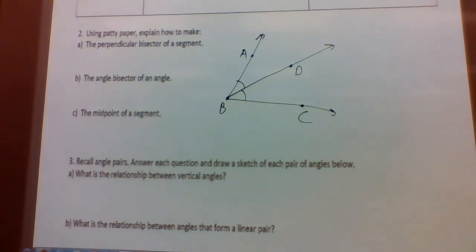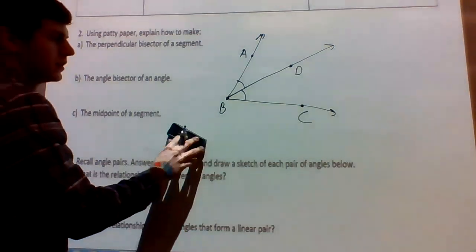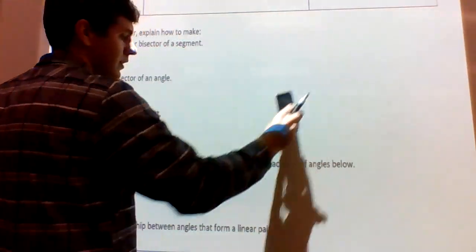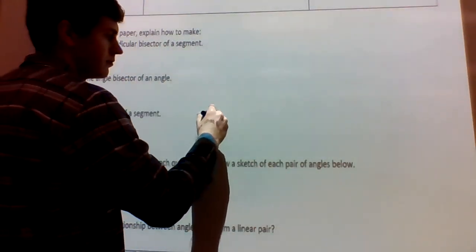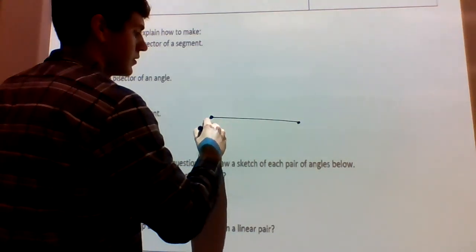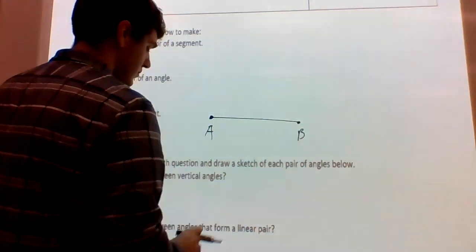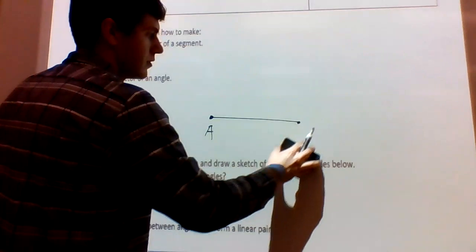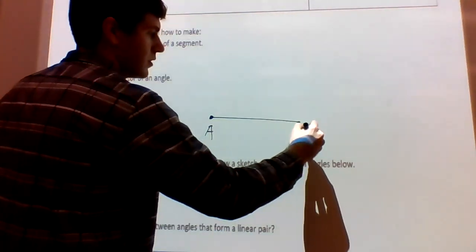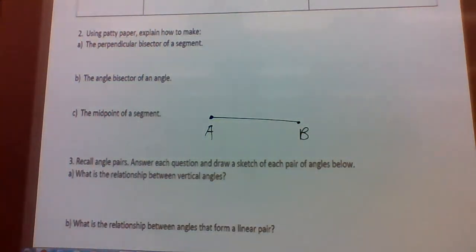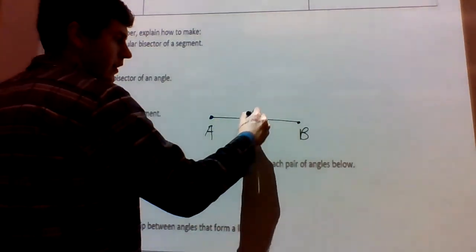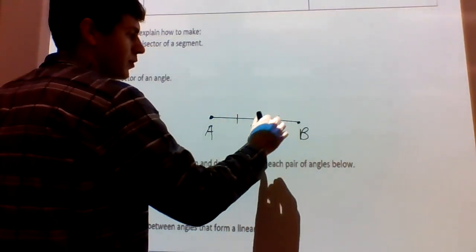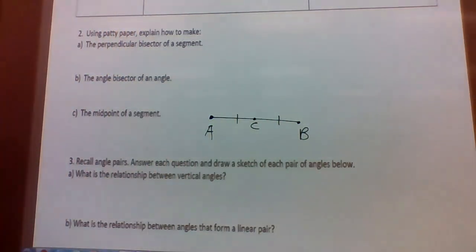The midpoint of a segment. Okay. So just like in A, if we have a segment AB, the midpoint is going to be a point C such that AC is congruent to CB. Okay, the point that splits the segment into two congruent segments.